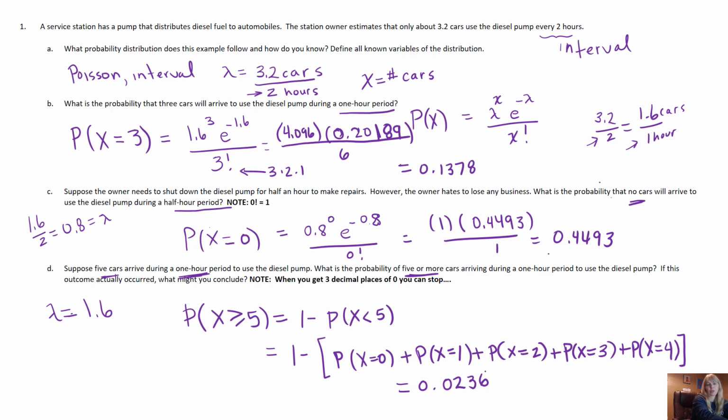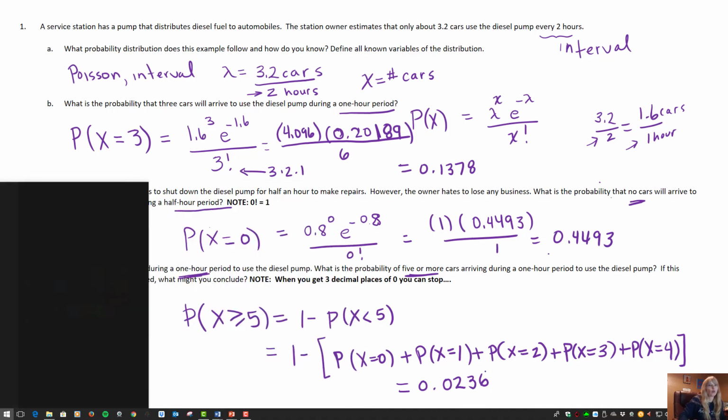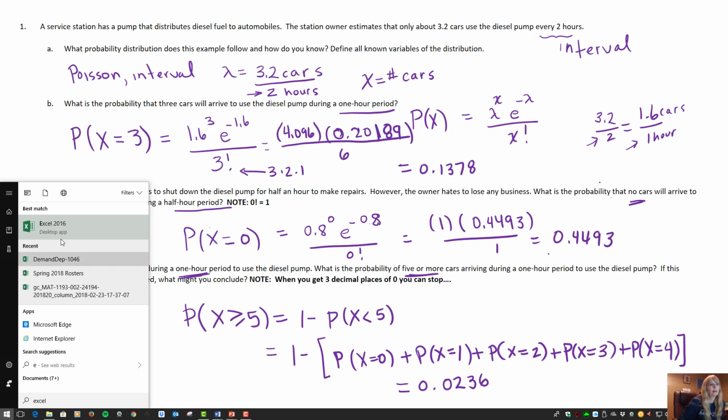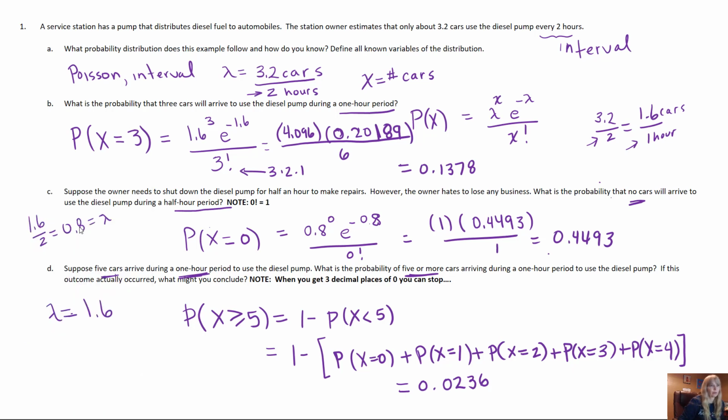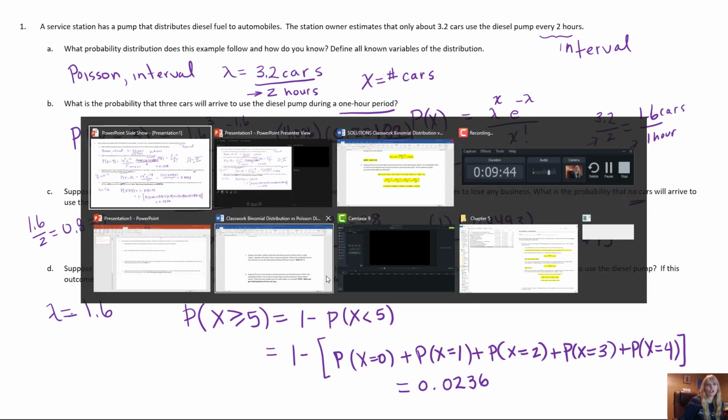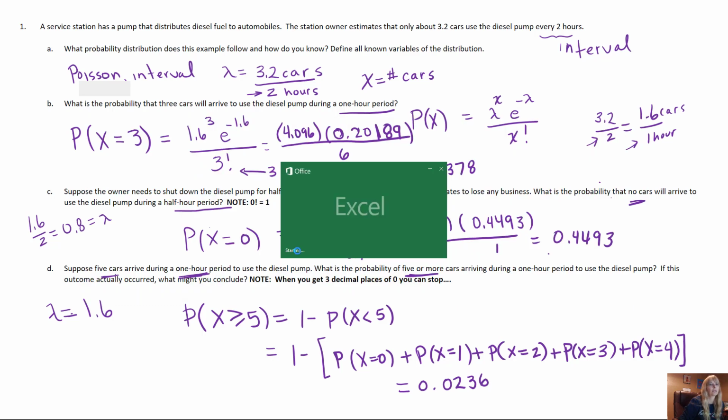0.0236. Okay, so you really should try to do these manually to begin with, and then there wouldn't be anything wrong with opening up Excel and checking your answers. If you're taking a test, you can't do it, but otherwise you can. Where did Excel go? So slow, so slow. Come on, Excel, open it. You can do it.